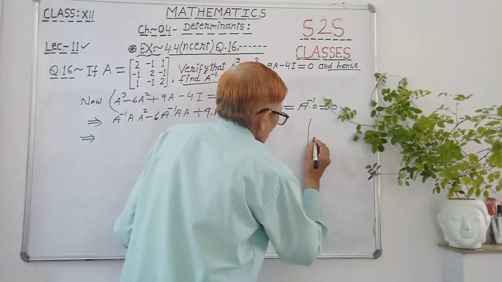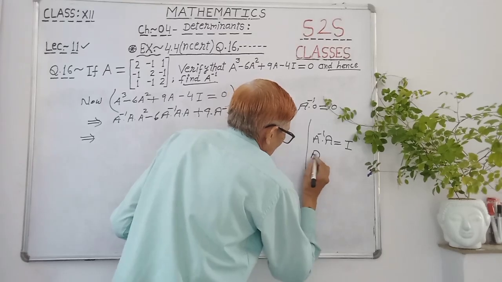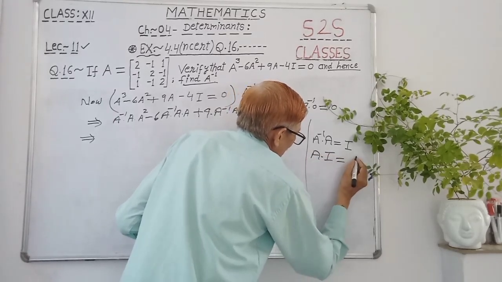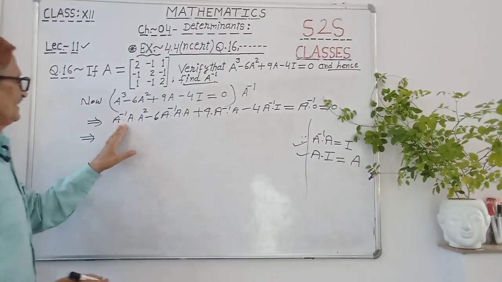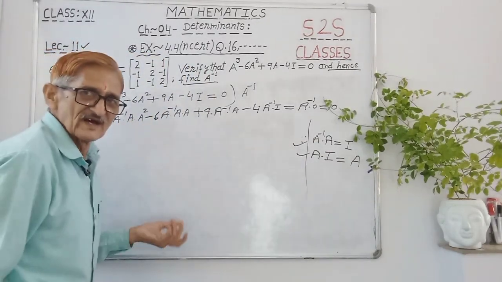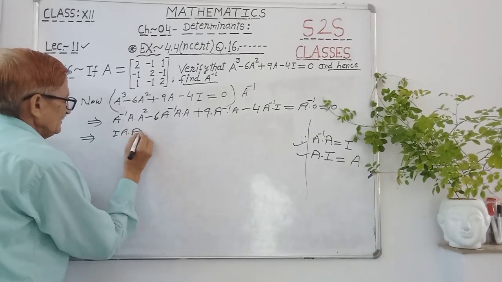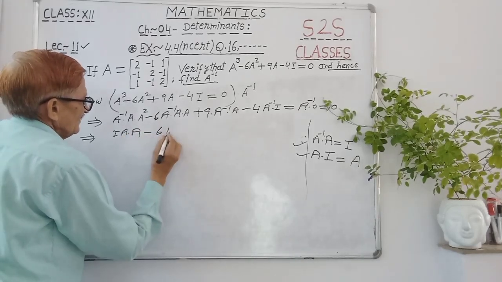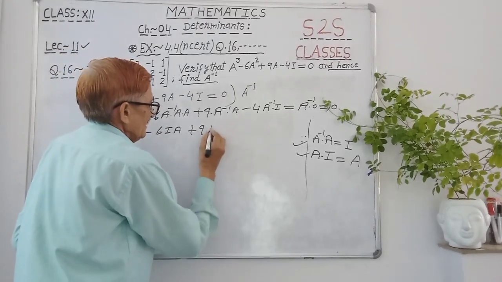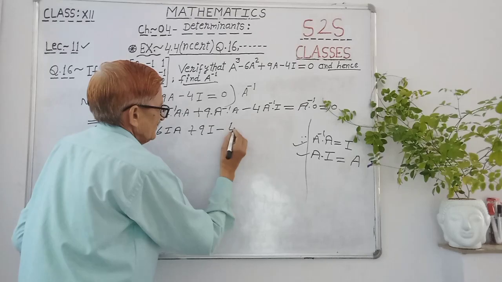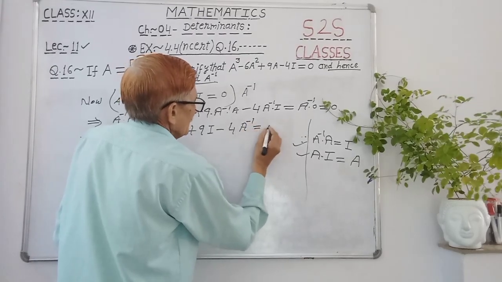We know these three formulas: A inverse into A is equal to I, and A into I is A. Use this. Now A inverse A is I, then I into A square, again I into A into A, minus 6 I into A, plus 9 A inverse into A is I, minus 4 A inverse into I, A into I is A, that is, A inverse is equal to 0.